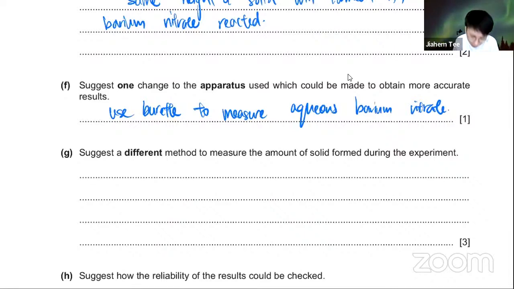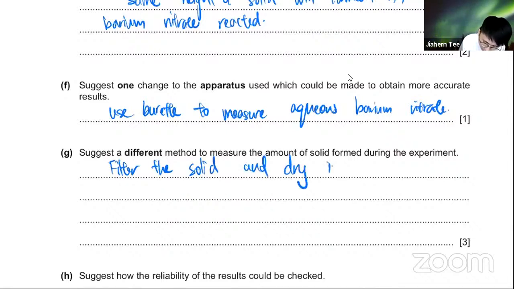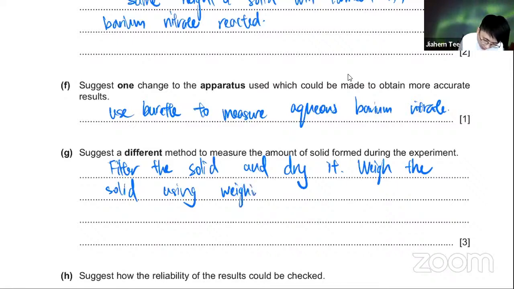So how to take the solid out? Filter it out, rinse it, and then weigh it. Definitely, guys, you also have to dry it out, because if you don't dry it, there will be some water and impurities on it. So from here you can say: filter the solid and dry it. After you filter the solid and dry it, then you can weigh the solid using a weighing balance. Or you can use an electronic balance, also can.